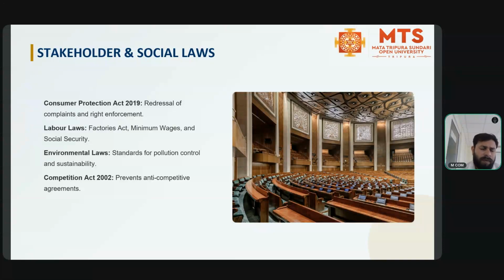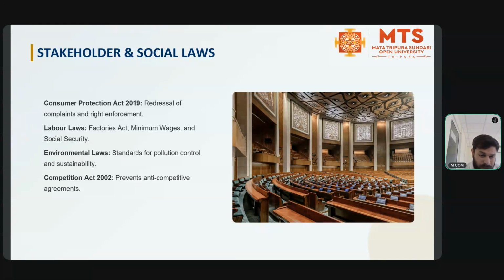Labor laws. If in a company where manufacturing has been done, or from part of the management, any kind of miscommunication, like the Factories Act, which governs the rights of the laborers, minimum wages, it also comes under the labor laws. Social security, means security while working, is also governed under the labor laws.